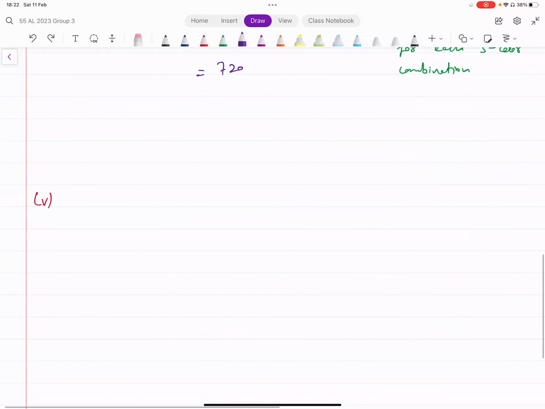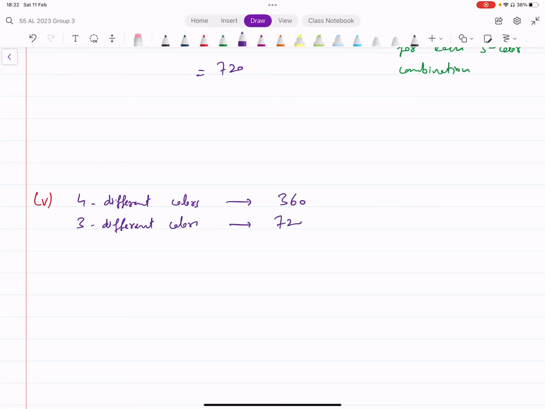Okay. So you have 4 different colors. 4 different colors पे आप arrangements आपने देखी पहले. They turned out to be 360. Now, if you use 3 different colors, ये arrangements आपके पास आ गए 720.